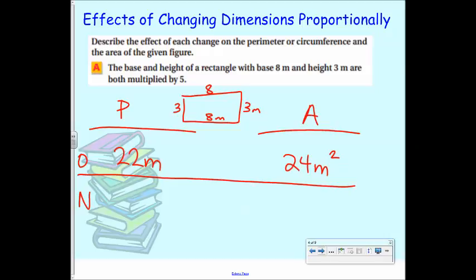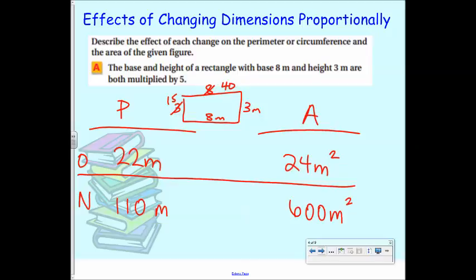Both? And they're multiplied by what? 5. So the 8 becomes a 40, and the 3 becomes a 15. So what's my new perimeter? 110. And what's my new area? What's 40 times 15? 600. So 600 meters squared. So then it says, describe the effect.